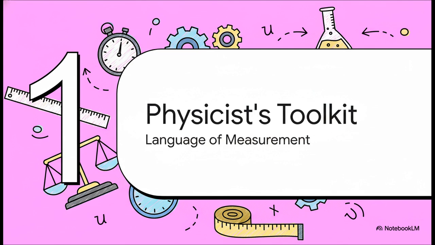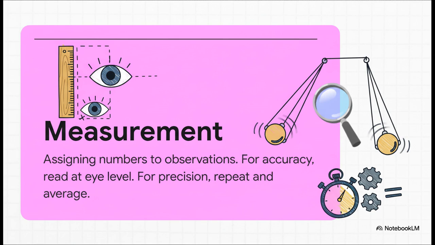Before we can describe a single thing, a planet, a car, a ball, we have to be able to measure it properly. This is the absolute bedrock of all science. At its core, measurement is just about putting numbers to the things we see. But for those numbers to mean anything, they have to be both accurate and precise. Accuracy means you're getting the right value, like when you read a ruler. You have to look at it straight on, at eye level, so you don't get the wrong mark. That's called avoiding parallax error. And precision? That means if you do it again, you get the same result.